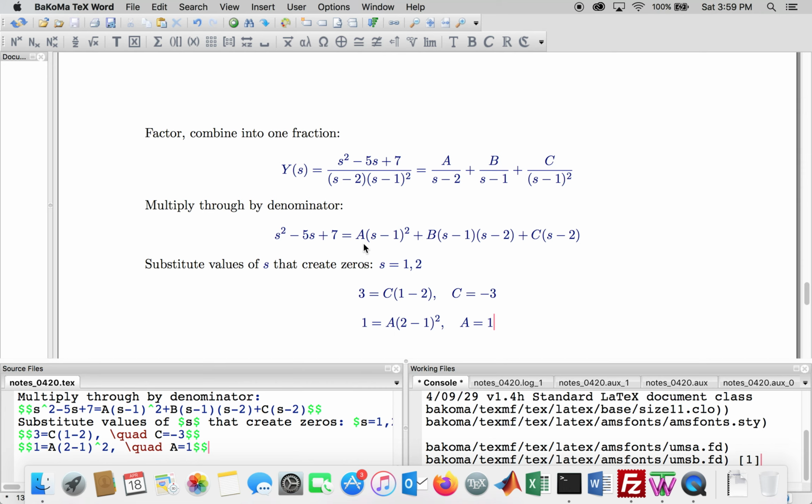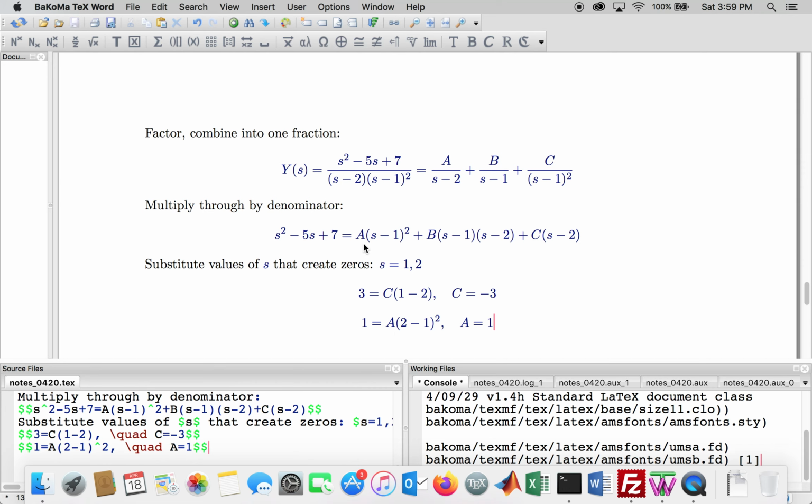For example, I'll choose, say, s equals 0. So that's also pretty convenient. So I get 7 on the left side, and then I'll have a, which is 1, times 0 minus 1 squared, plus b, which is still unknown, times minus 1 times minus 2, plus c, which is minus 3, times 0 minus 2.